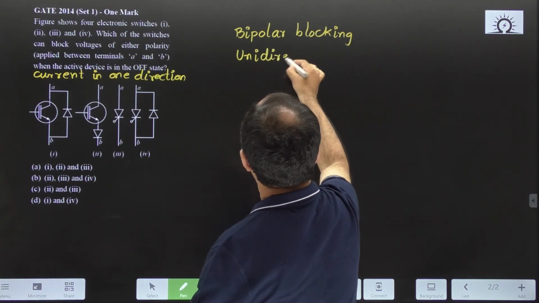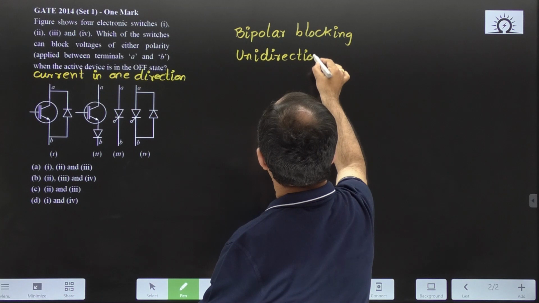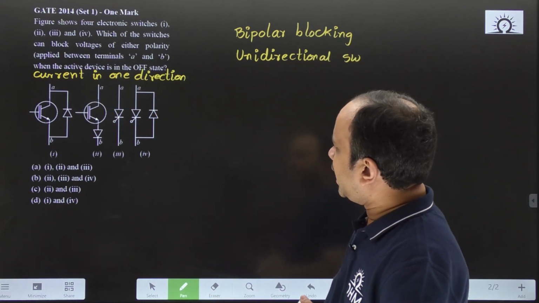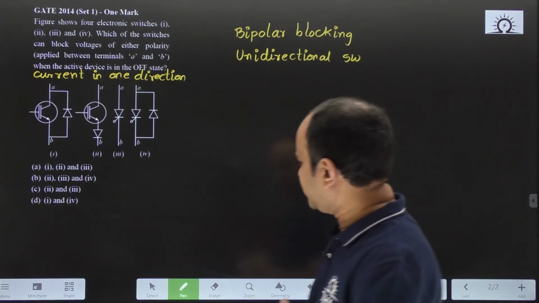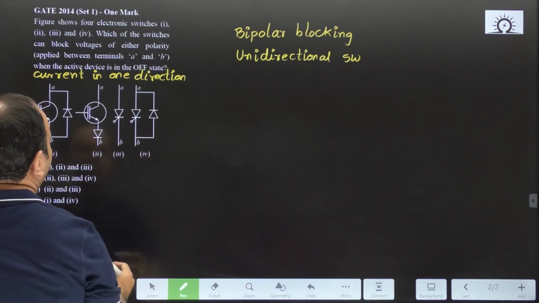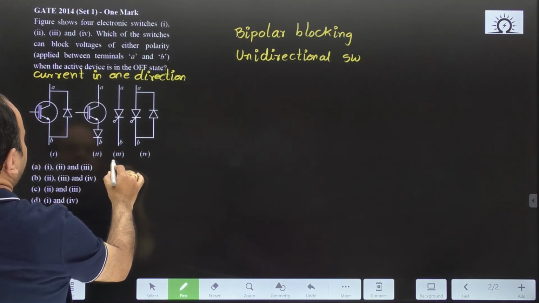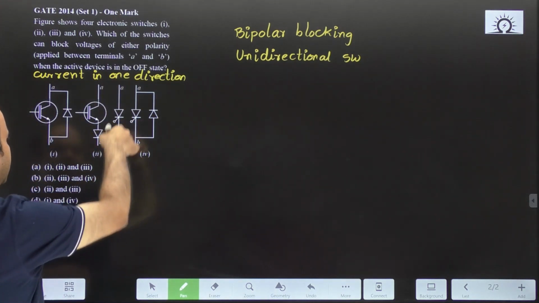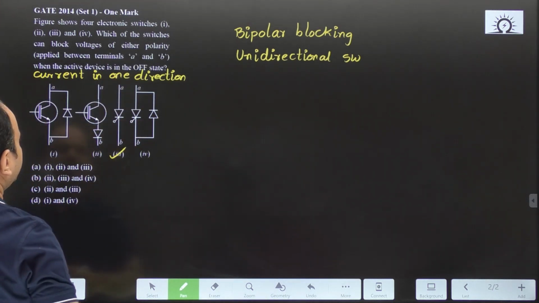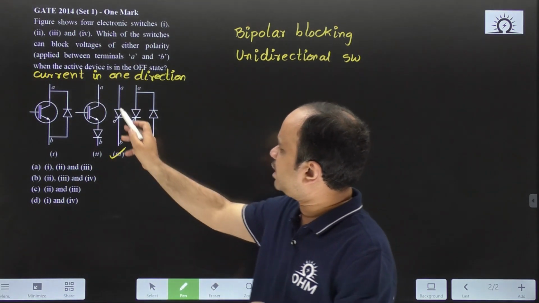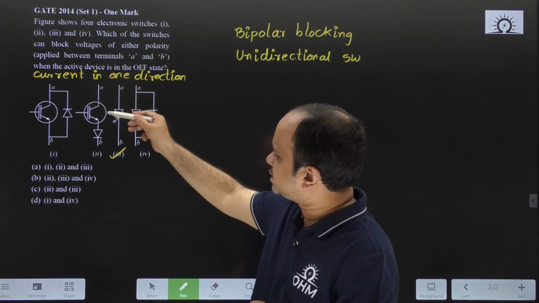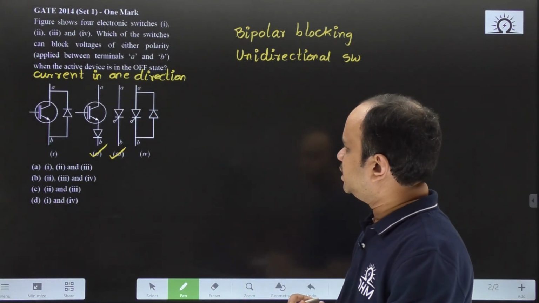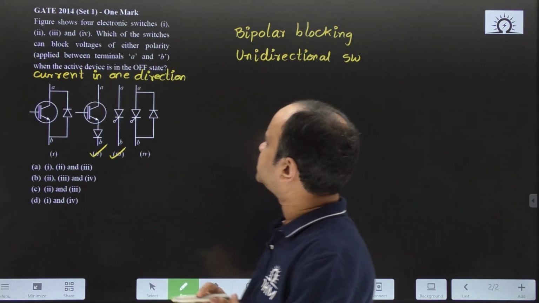We need a unidirectional switch, right. So, as per this particular configuration, SCR will be a bipolar and unidirectional switch. It can carry the current in one direction. And in the previous problem, we learned that a transistor device in series with a diode will also behave like SCR. Therefore, these two options will be correct ones.